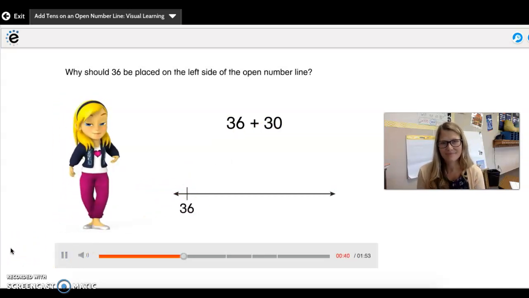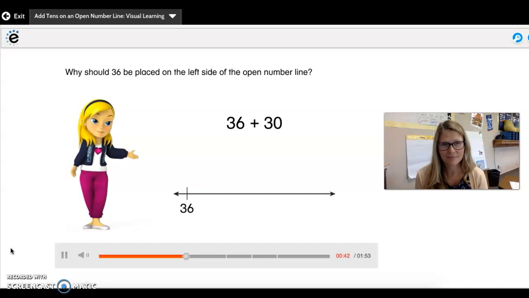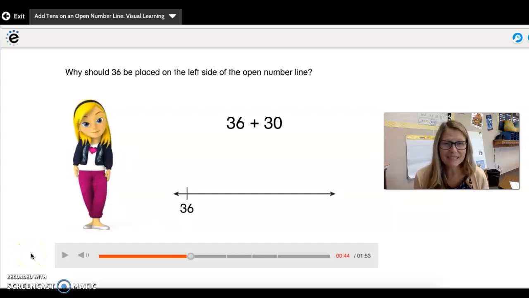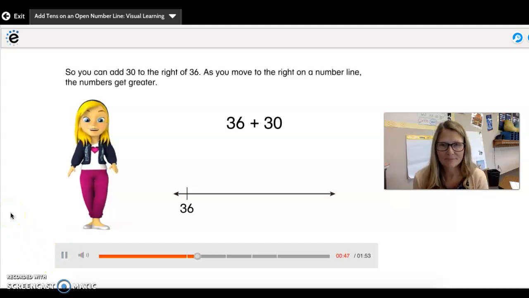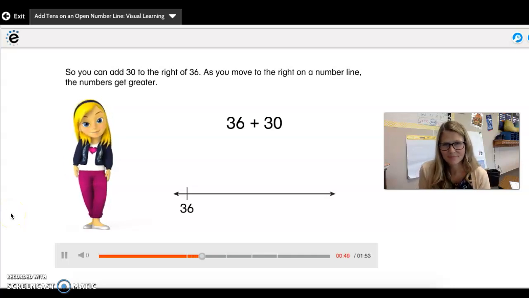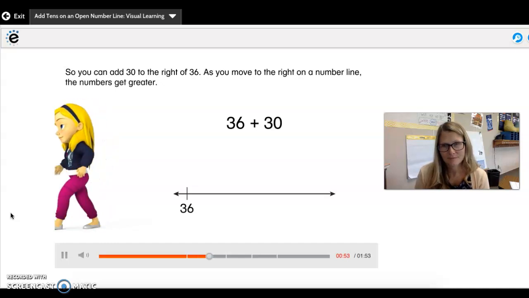Why should 36 be placed on the left side of the open number line? Remember, the biggest number goes first. So you can add 30 to the right of 36. As you move to the right on a number line, the numbers get greater.